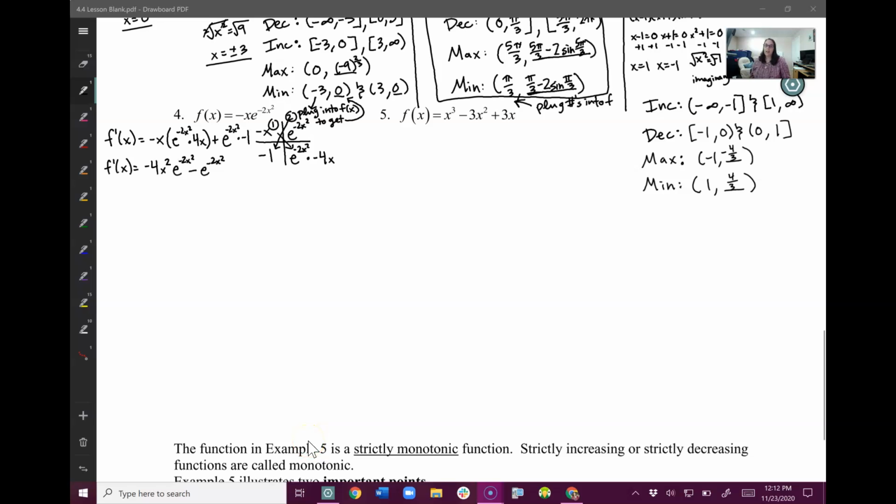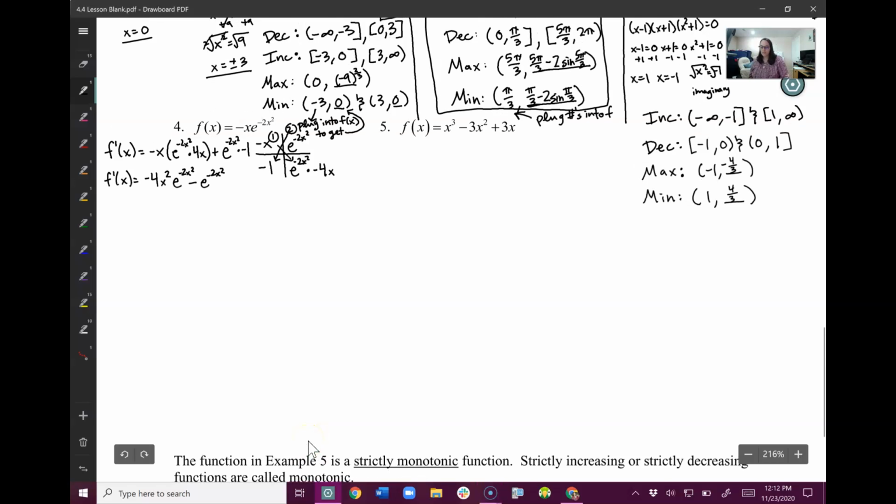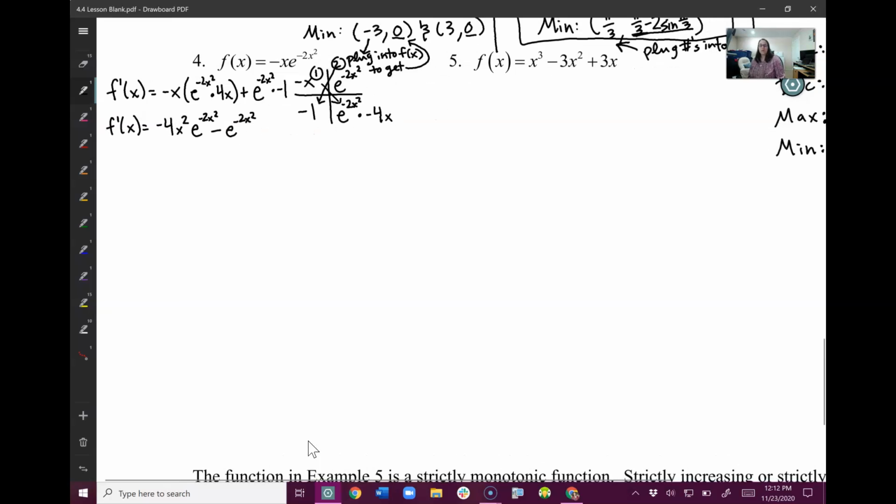Let's try our last two problems. Now, to save a little time on number 4, I already went through and found the derivative. It is a product rule because you have a first times a second. And when I set up the product rule and took the derivative of the second, I also had a chain rule in there. So I did all that, and then I simplified it down to get that.